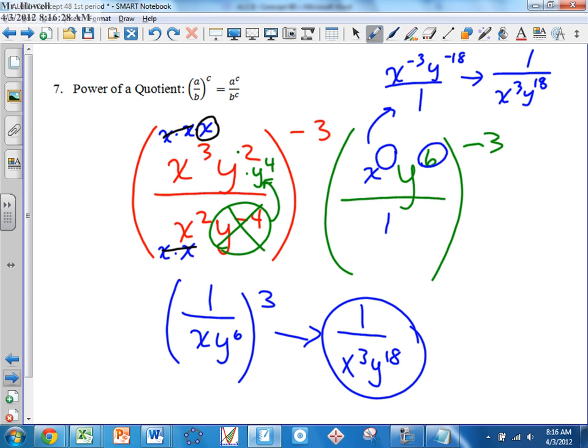You could have distributed the negative 3, and then you take this path up here, and you get this answer. But instead of distributing the negative 3, if you make it 1 over the positive, and you make this a positive outside, then you move it on over here, distributing the 3, you get x cubed and y to the 18, and then down here. Okay? Again, the key here is to remember your rules, but not individually, but as a whole.